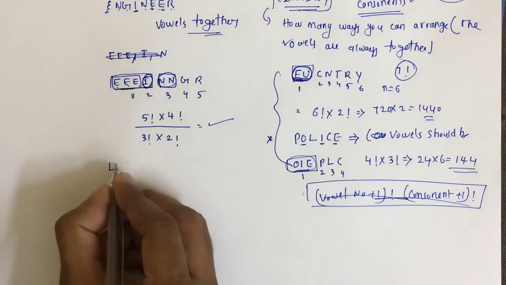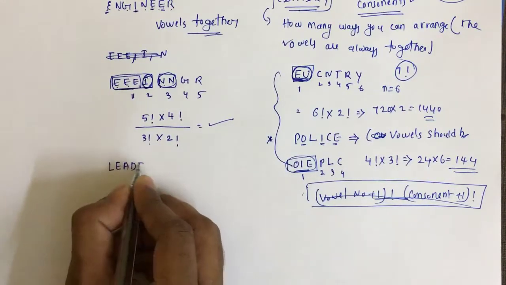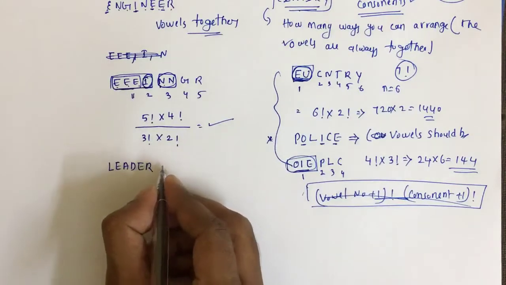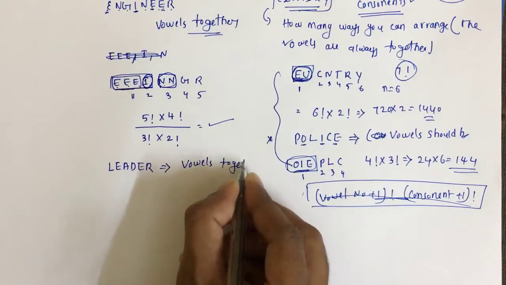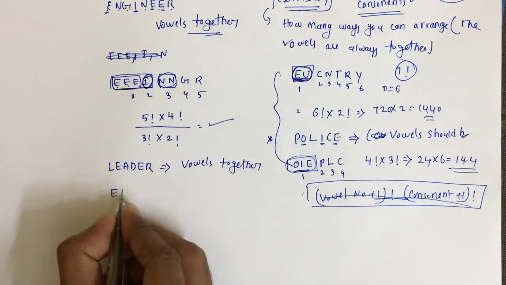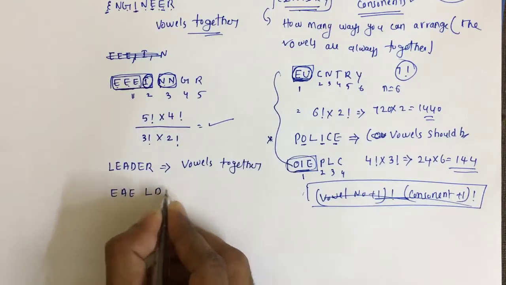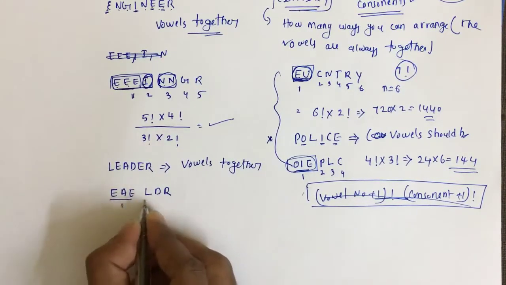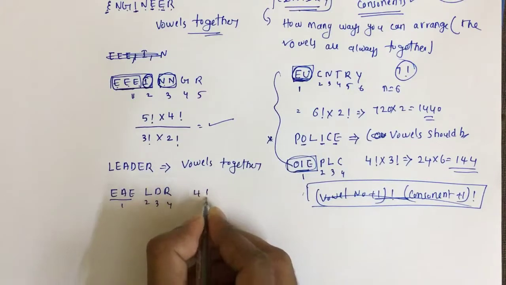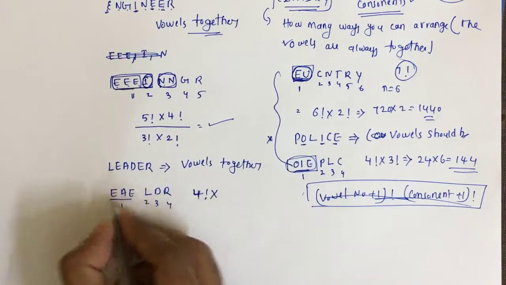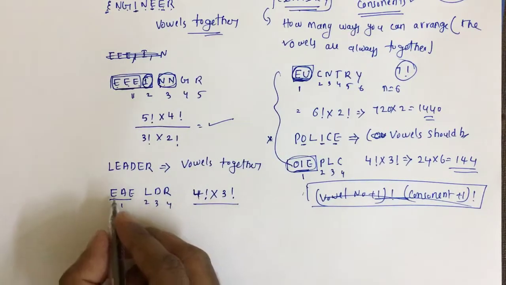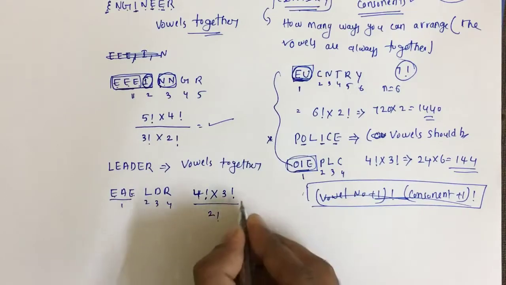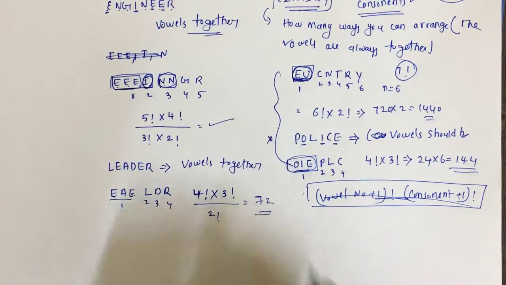Next, we'll take leader. So here vowels are together. So E A E, L D R. So this is a total 1 2 3 4 factorial into, how many vowels are there? 3 vowels, 3 factorial, by, so this is repeated twice, so 2 factorial. The answer will come out to be 72. So I hope this is clear for you.